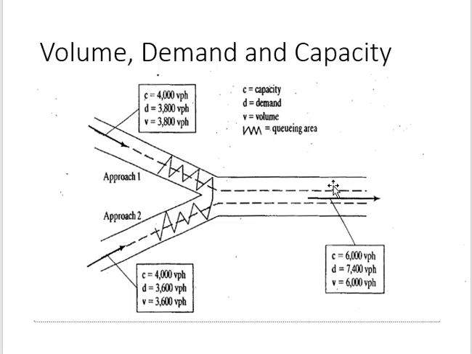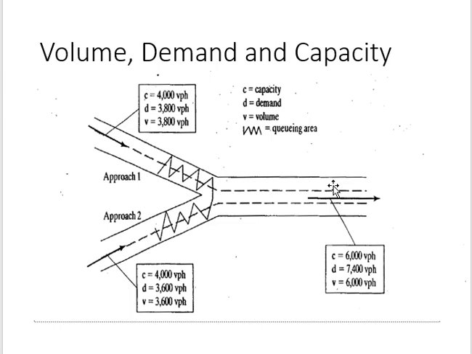Same thing here, approach 2. Capacity is 4,000. Demand is 3,600. So volume is 3,600. Less than capacity, right? No problem. But the demand of approach 3 is written as 7,400.